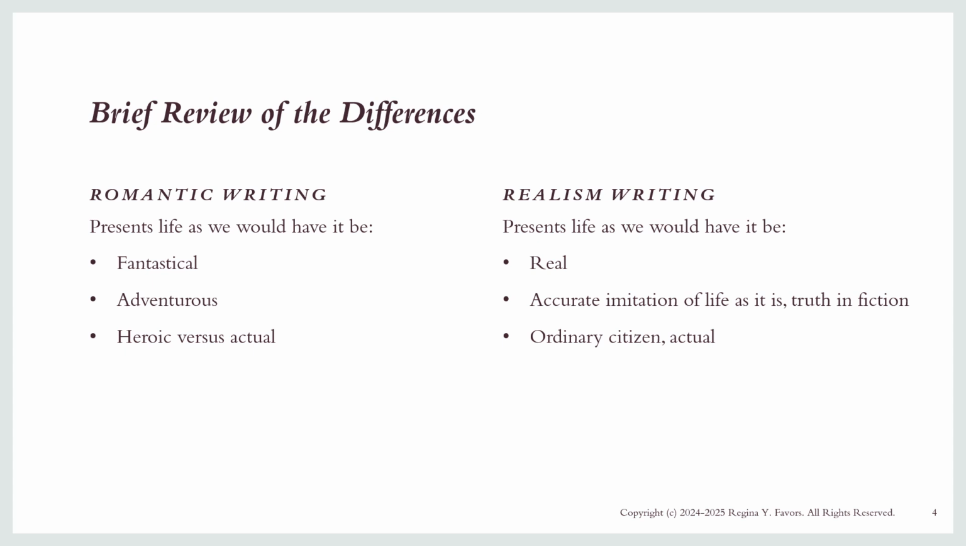It is an accurate imitation of life as it is, what you will see in the readings, truth and fiction. And then it focuses on the ordinary citizen. It looks at the actual life of the person. So that's your differences between romantic writing and realism writing.